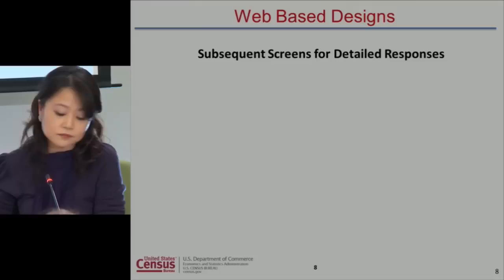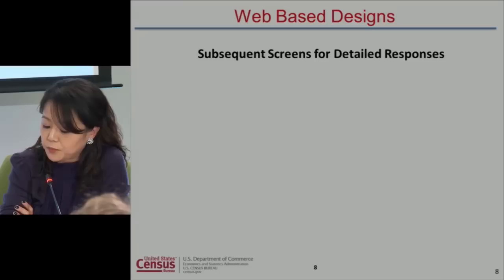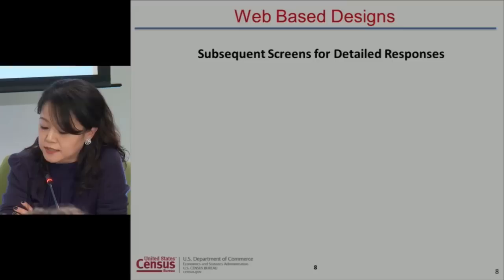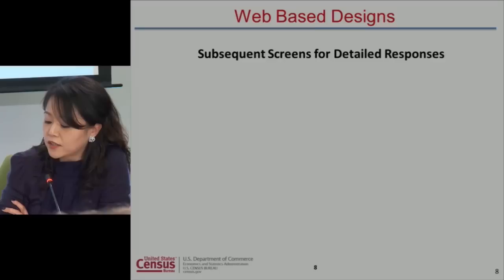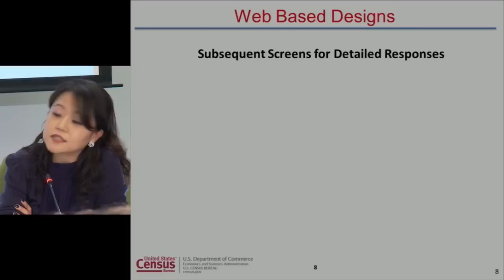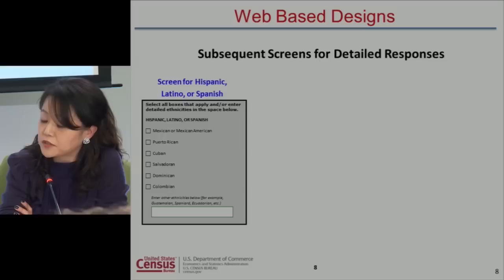With advantage of the new technology to collect data through the web-based designs, we'll also be testing a combined question with detailed checkboxes for soliciting detailed race and ethnic origins. So on the initial screen, a combined question will collect the data on the major OMB categories, and then for any of the categories that are selected, a subsequent internet screen will present the detailed checkbox groups and also a dedicated writing area.